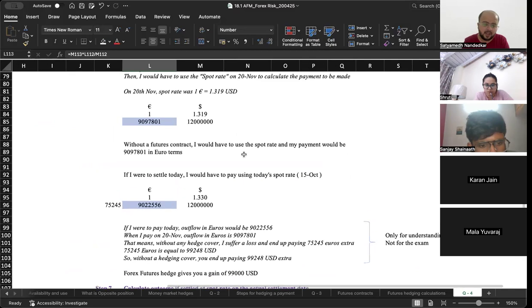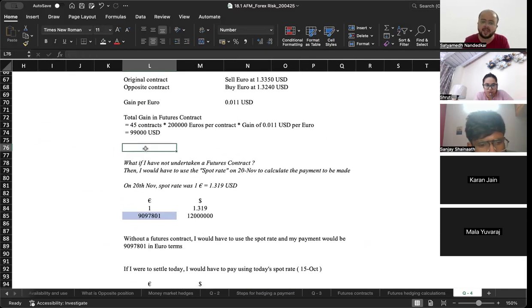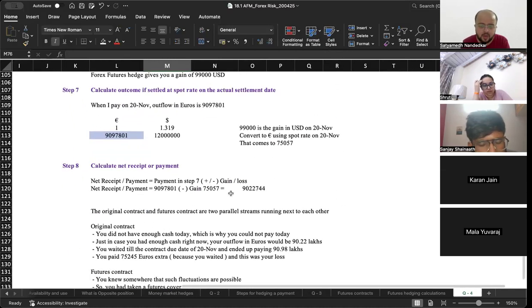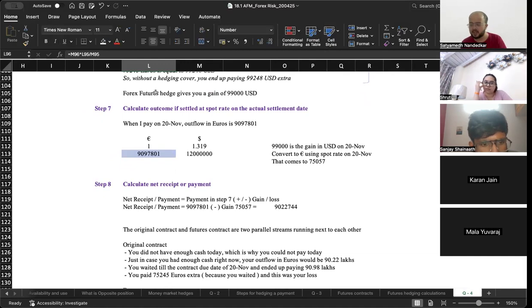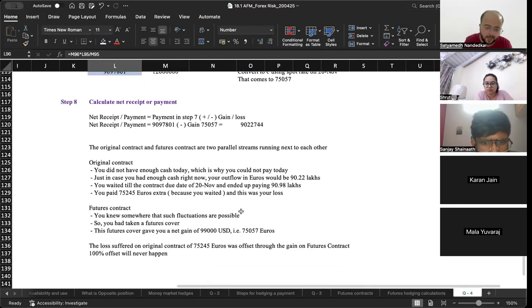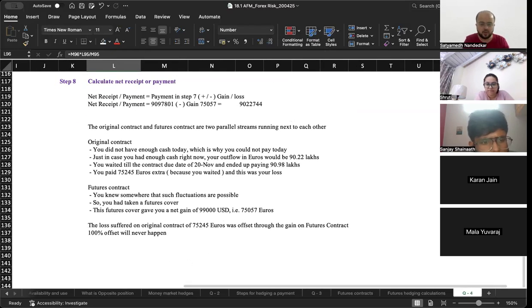Now, what is the gain? The gain was $99,000. This $99,000 you then convert into euros and you have your net gain or loss position, which is 9022774. Isn't it dangerously close to this number, which is the number I would have paid if I had used the spot rate today? But I waited, took foreign exchange futures cover, and I was able to adjust the gain and have a net outflow of 9022774. Now just read this once, original contract and futures contract wala part.